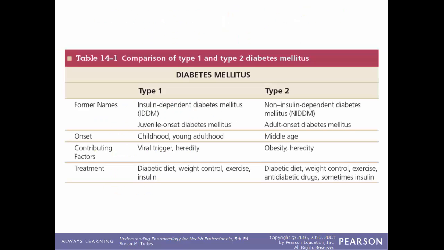In this table, we have a side-by-side comparison of type 1 and type 2 diabetes mellitus, the former names that each one is known by, the approximate time when they develop. For type 1, childhood or young adulthood. For type 2, middle age. See some contributing factors for each one, and treatment options for each one.